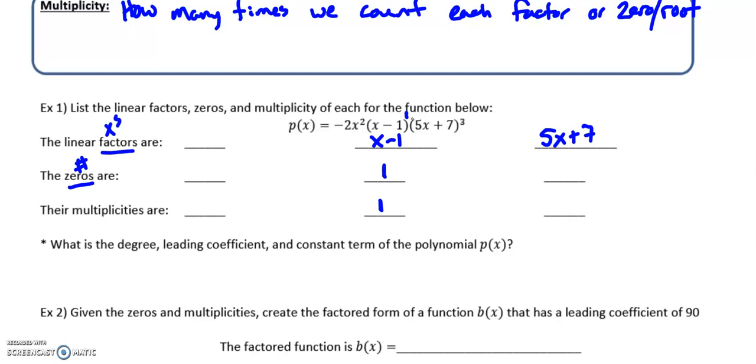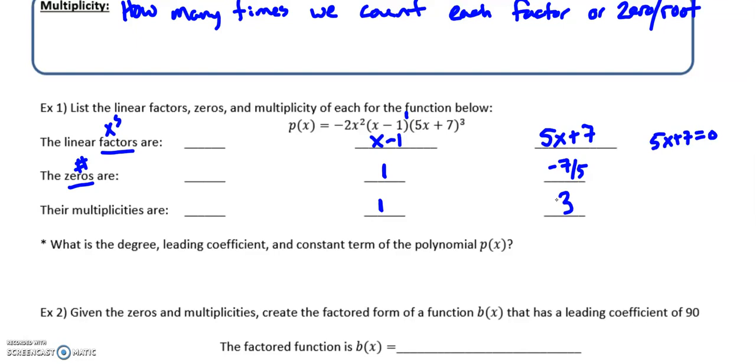Because that's the power up here on his linear factor. For the 5x plus 7, I get negative 7/5. Remember, I'm just taking 5x plus 7 equals 0 and solving it. But his multiplicity is going to be 3. There were 3 of him. We didn't write all 3 out. We just tried to compact that down a little bit. But he is to the 3rd power, so his multiplicity is 3.